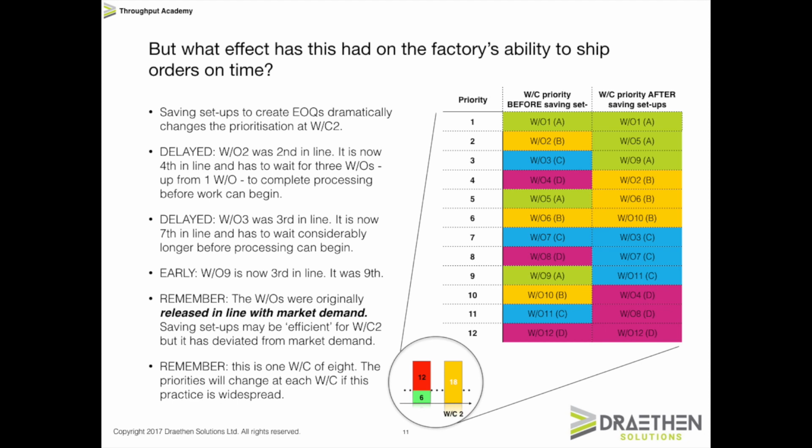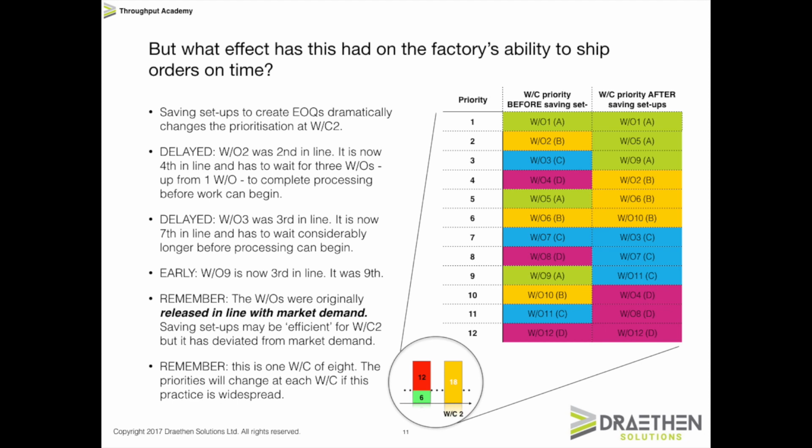Work order 9 is now third in line, so it's jumped up the queue, so we're actually producing something too soon. Okay, remember, the work orders were released in line with market demand. Saving setups may be efficient for the work center, but it has deviated from market demand. If I'm now a customer who has to wait longer for my work order as a result of your saving setups, that's not a good thing.